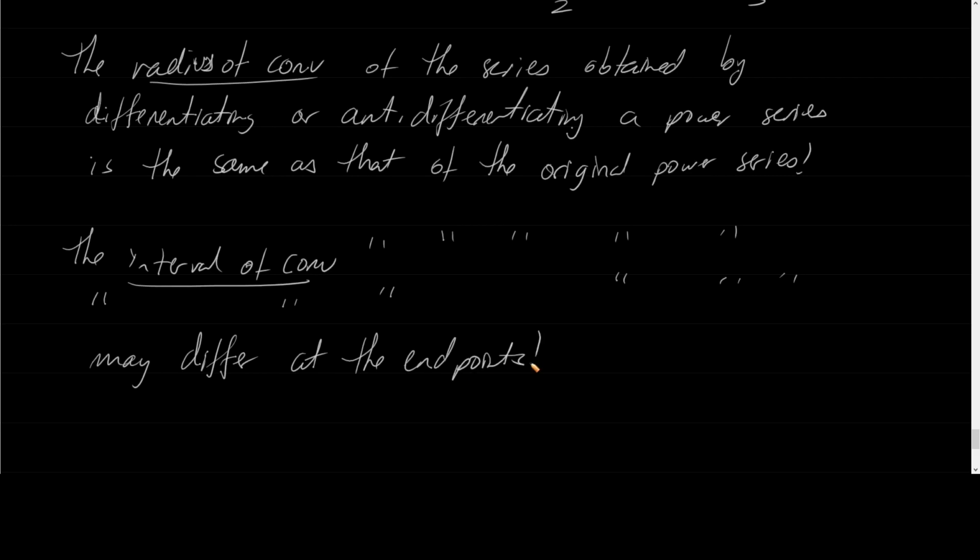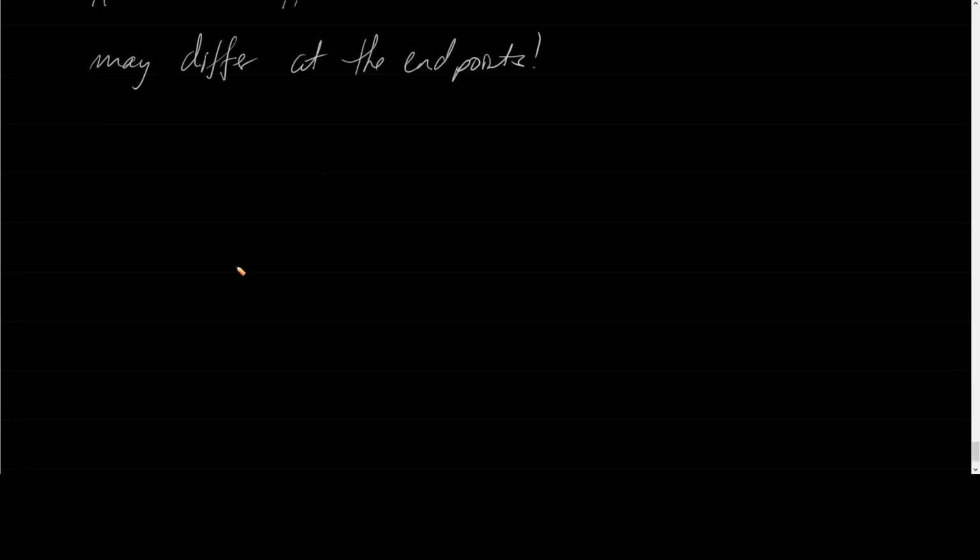So what do we mean there? Well, what we're saying here is, since the radius of convergence is going to be the same, all we really need to figure out is, for the interval of convergence, what is happening at the endpoints.